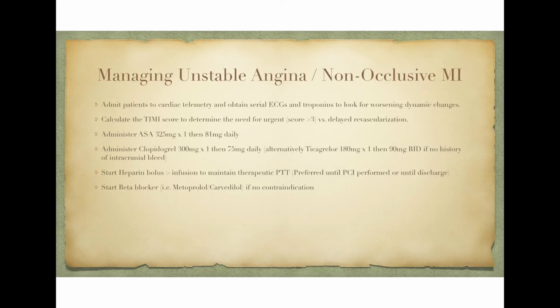You should also start a beta blocker on these patients if they don't have any contraindications. Again, a high-intensity statin. You should be obtaining an echocardiogram to look for wall motion abnormalities. But if the patient is not stable, you shouldn't be ordering any stress test until their symptoms improve. So unstable angina and STEMI, they're both reasons to delay doing a stress test because the stress test can actually worsen their condition.